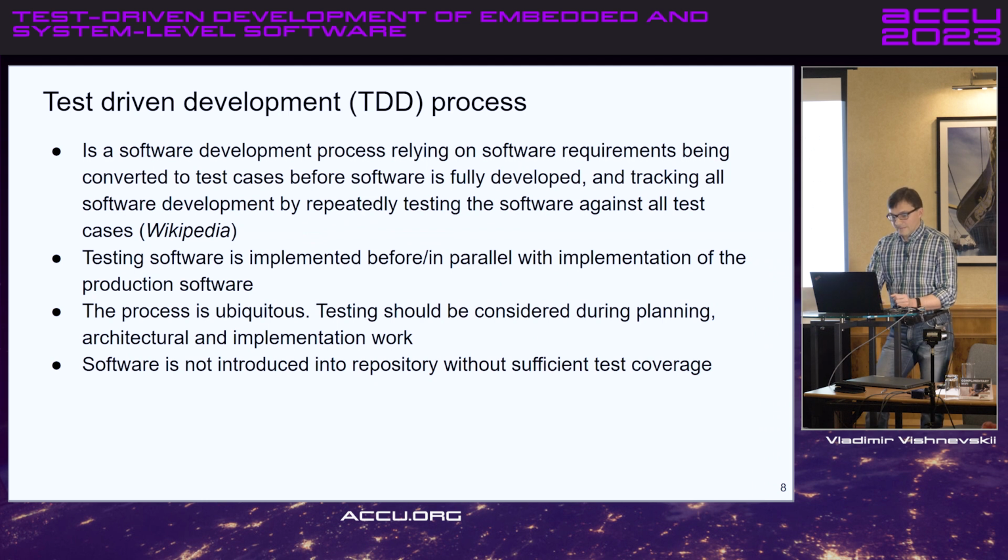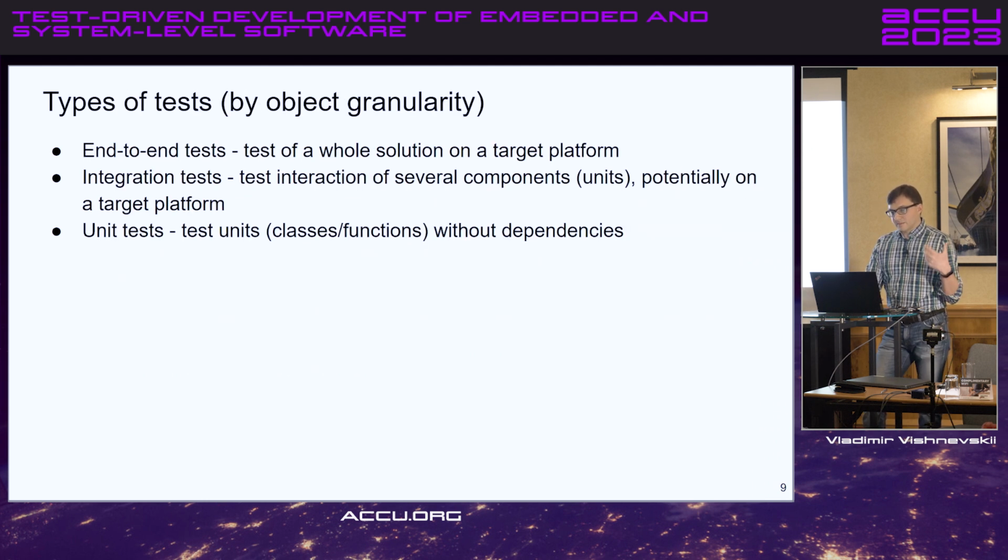If we look at types of tests, there are different classifications, but if we look at the granularity of the object under test, then we have three types. Some end-to-end tests that test the whole system. We also have integration tests, where some subsystems are tested, and unit tests that test the units, so classes and functions, independently, without dependencies.